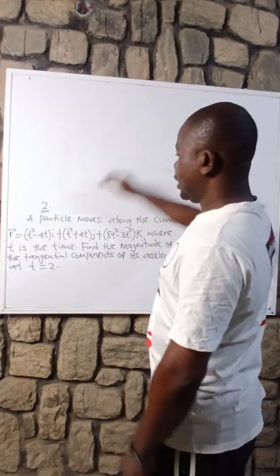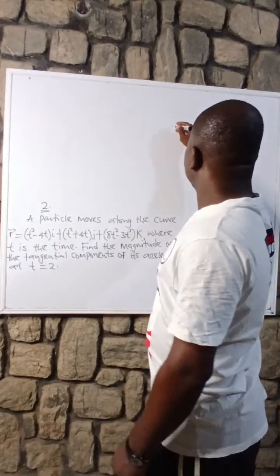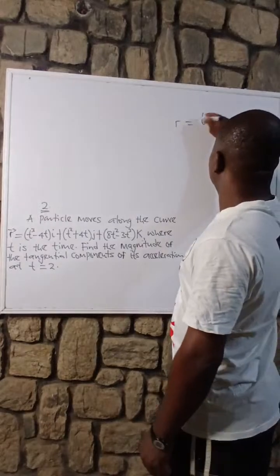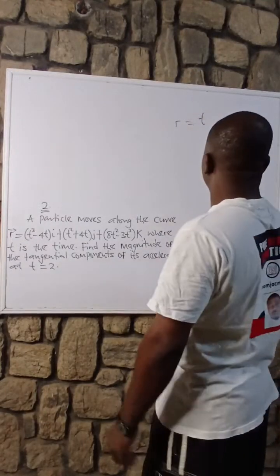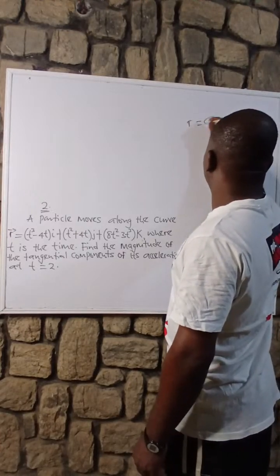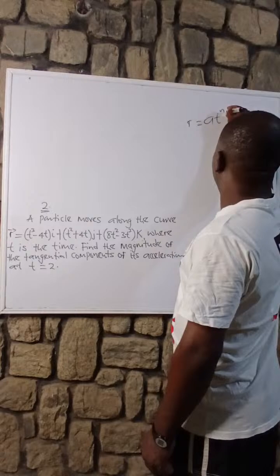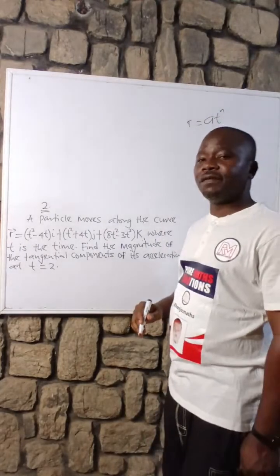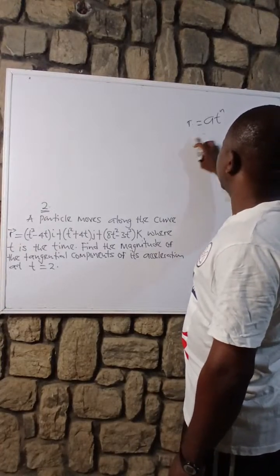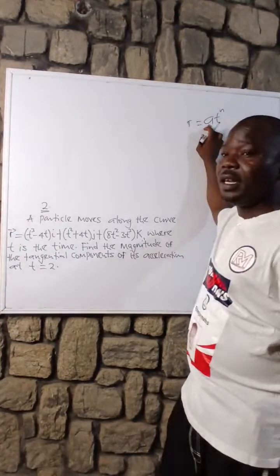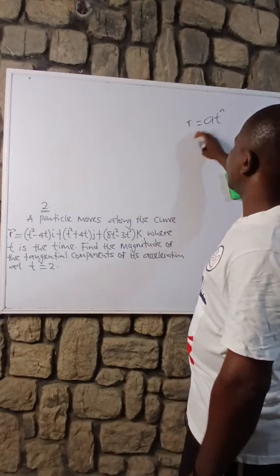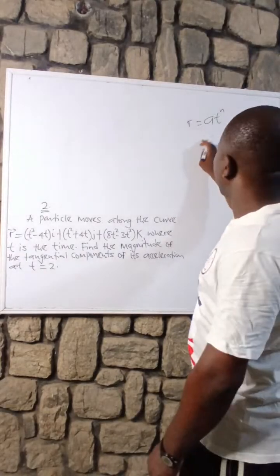Since we have r as the dependent variable, then t as the independent variable, let's have it in this form: r equals a t raised to the power of n. If we are to differentiate this function, r is the dependent variable, t is independent, while a is the constant, and n is the index. So we are differentiating this function with respect to t.